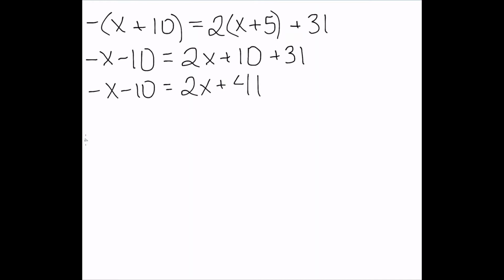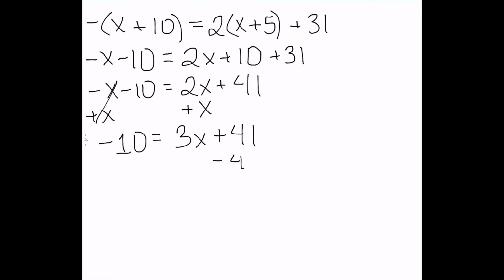I want to get my variables on the same side, so I'm going to start by adding x. I could also subtract 2x from both sides, but I want to avoid having negatives. So that's -10 equal to 3x plus 41. I then subtract by 41 to get my constants on the same side.